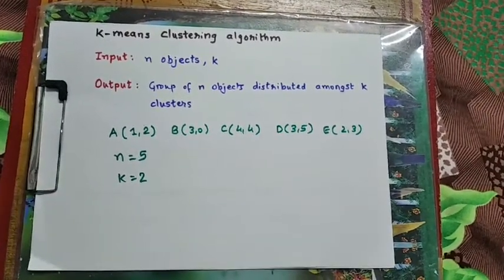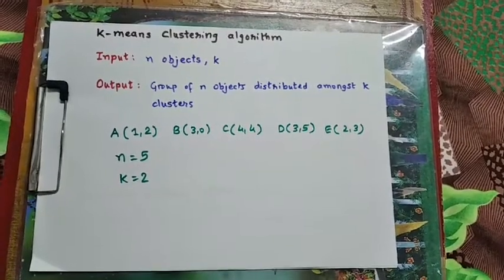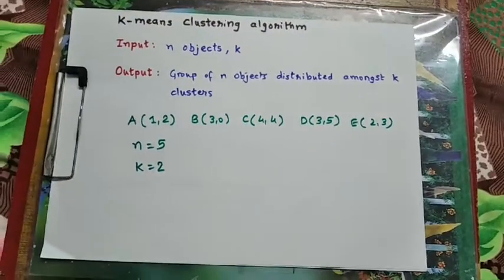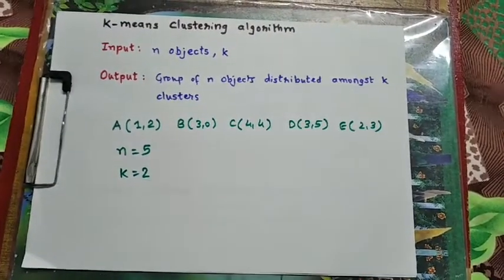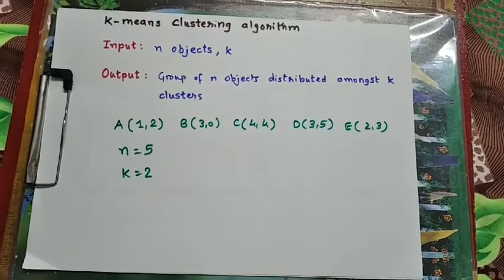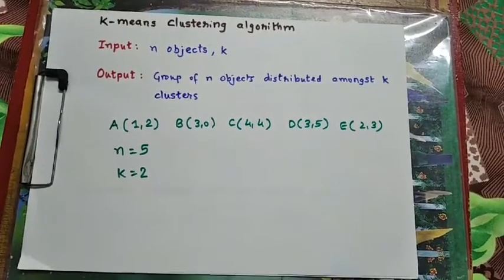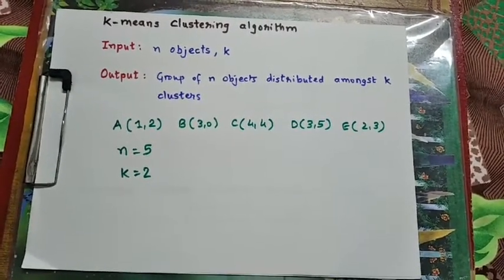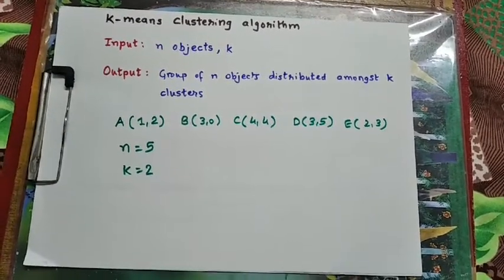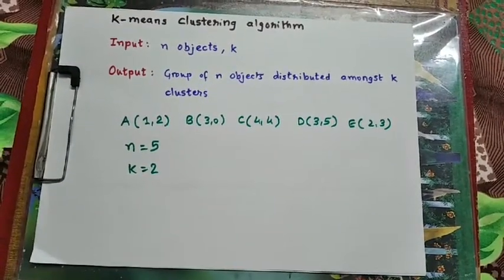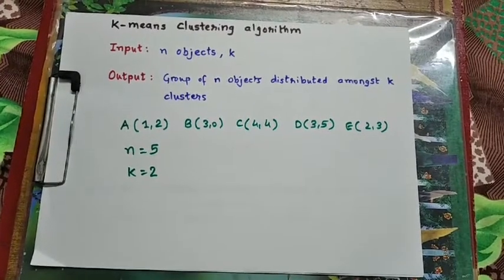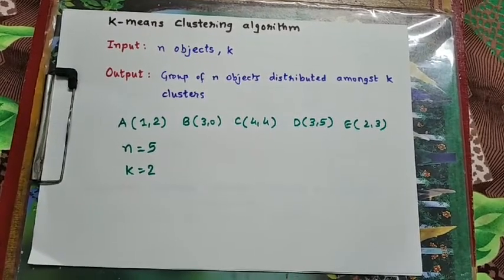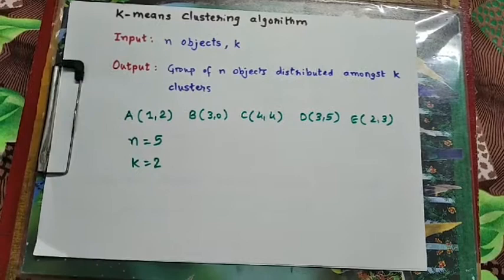So today we will discuss the K-means clustering algorithm. The K-means clustering algorithm falls in the category of unsupervised learning approach. In the unsupervised learning approach, the training examples are not associated with any class label. So the algorithm by itself inherently finds some similarity among the objects and groups the objects together depending on that similarity or distance.